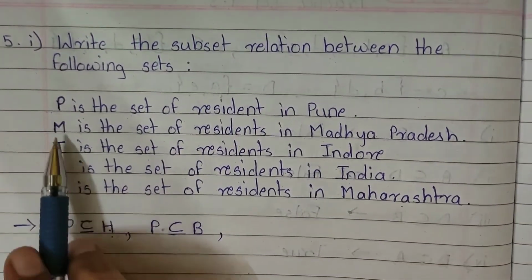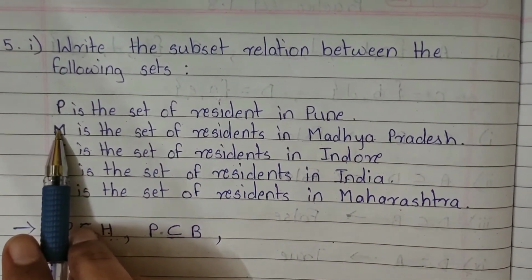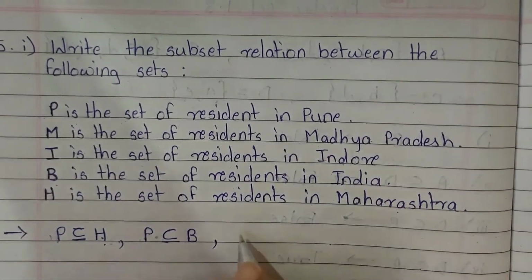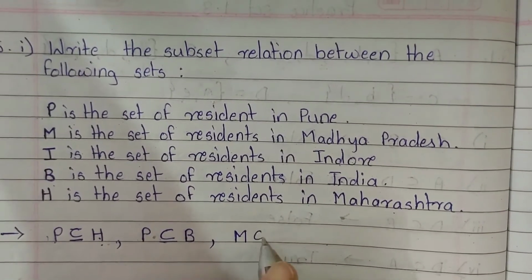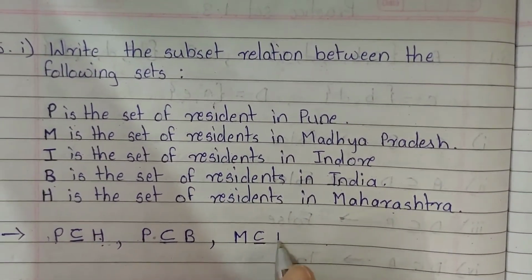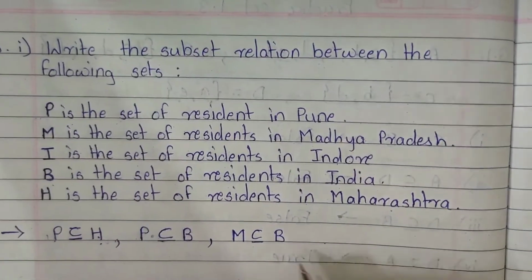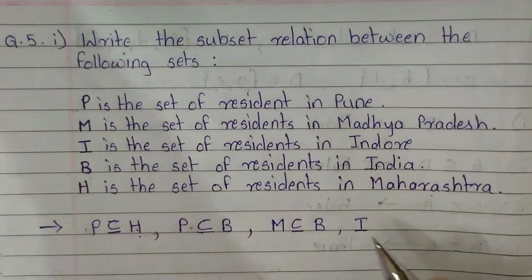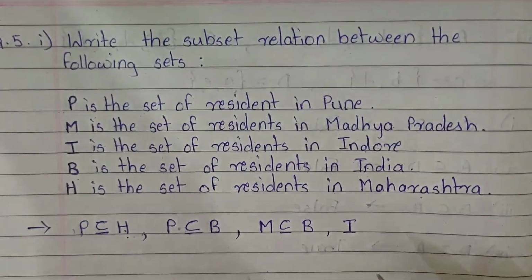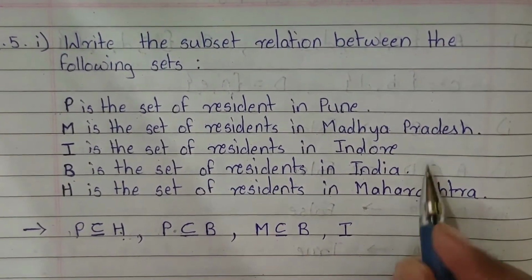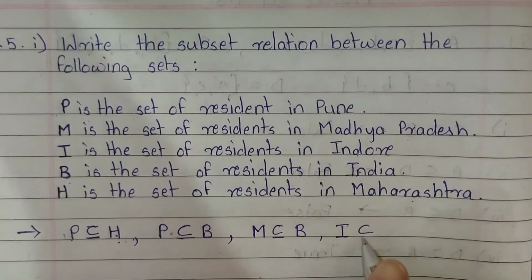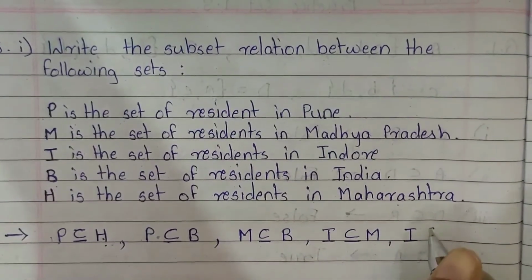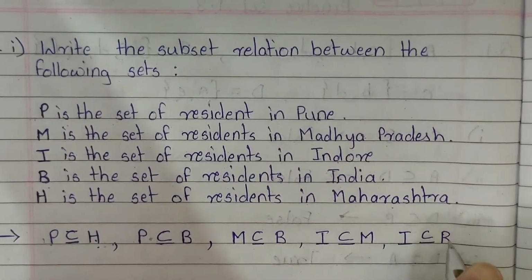Next, M is the set of Madhya Pradesh. Madhya Pradesh belongs to India. So M is a subset of B, India. Then I, Indore. The residents in Indore are also residents of Madhya Pradesh. So I is a subset of M, as well as I is a subset of B, India.